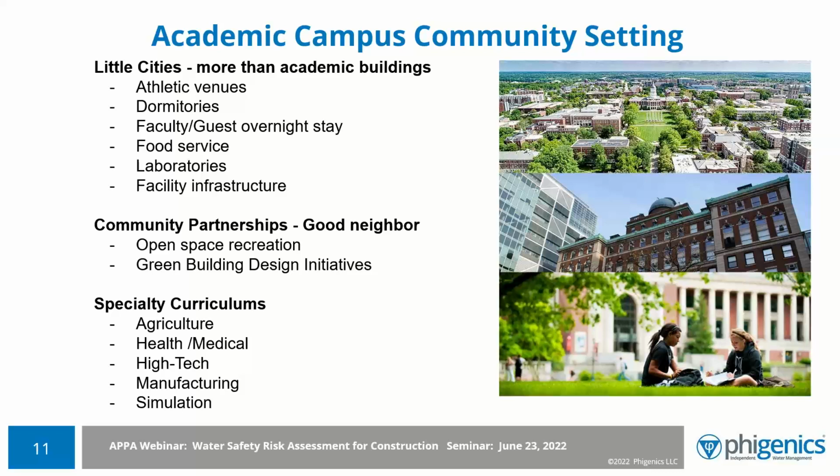And I think a lot of people, when they think of just the building and building it, think of it as classrooms and things like that. But these are athletic venues. There could be dormitories, overnight stay, or hotels that are associated with the campus, food service, laboratories, facility infrastructure, and all of these have water designations to them.